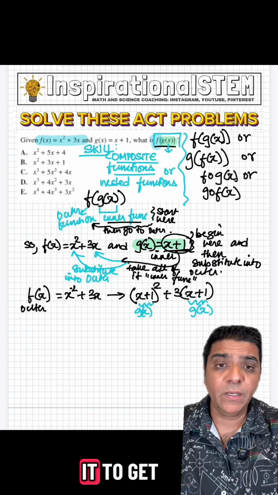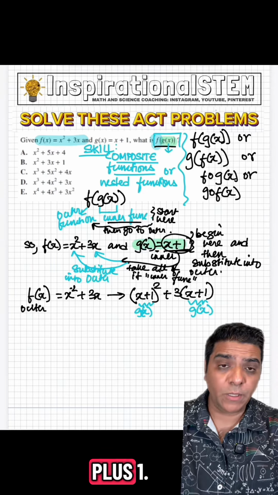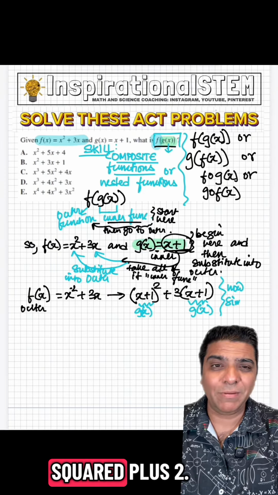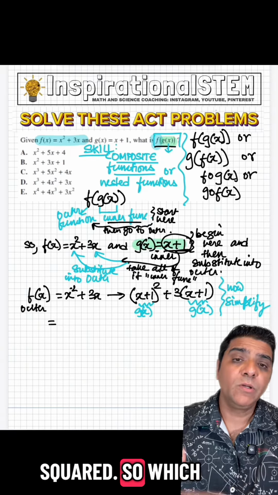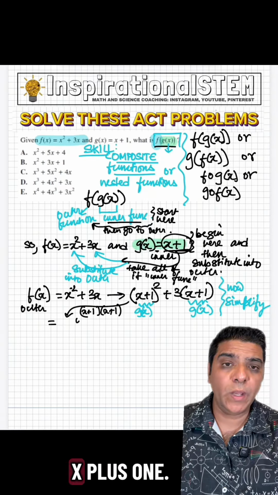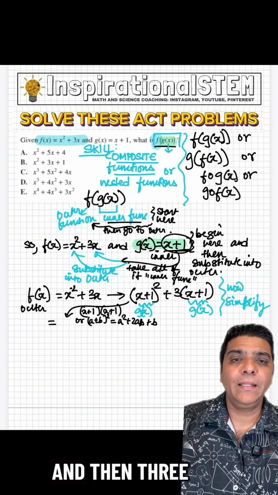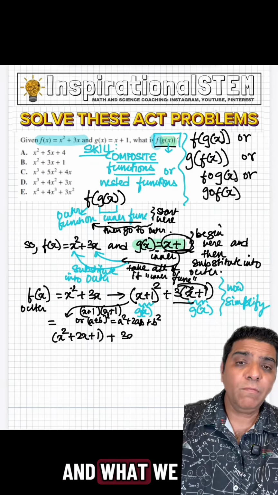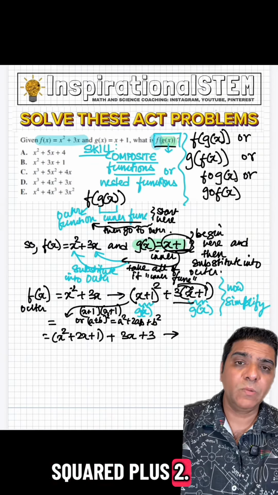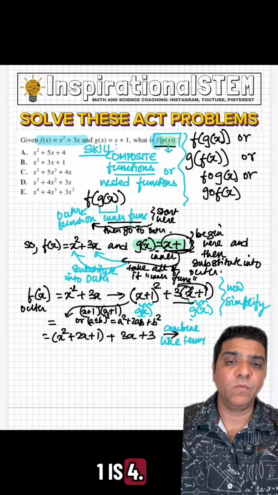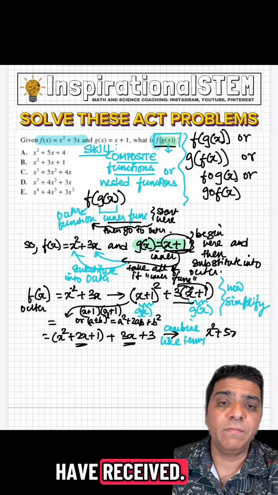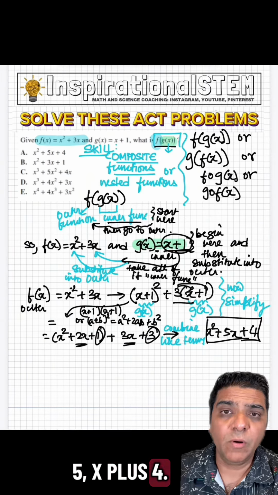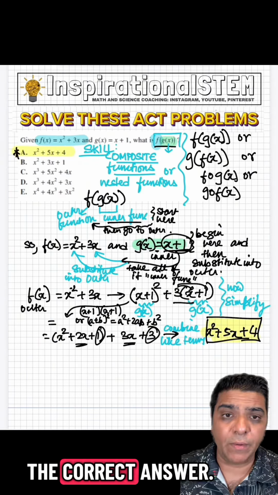Now we have to simplify it to get our answer. We can do x plus 1 times x plus 1, a perfect square trinomial, which is a squared plus 2ab plus b squared, which gives us x squared plus 2x plus 1. And then 3 times (x plus 1) is 3x plus 3. Now we combine the like terms: x squared plus 2x plus 3x is 5x, and 3 plus 1 is 4. So the answer we have received is x squared plus 5x plus 4, which is choice A up here, the correct answer.